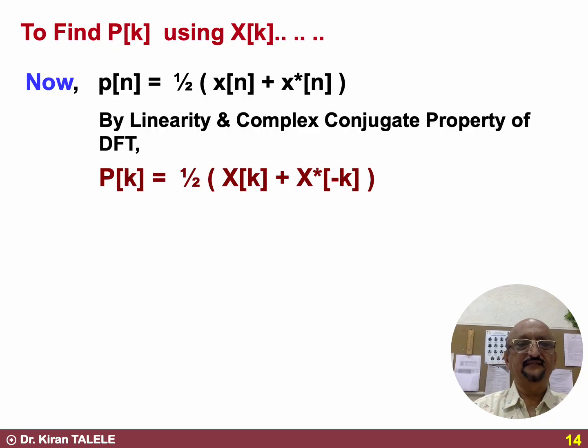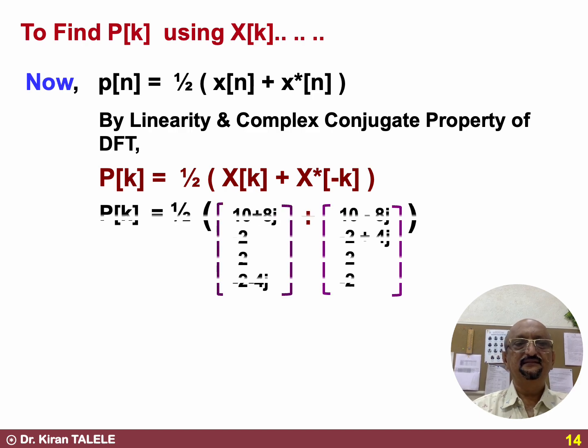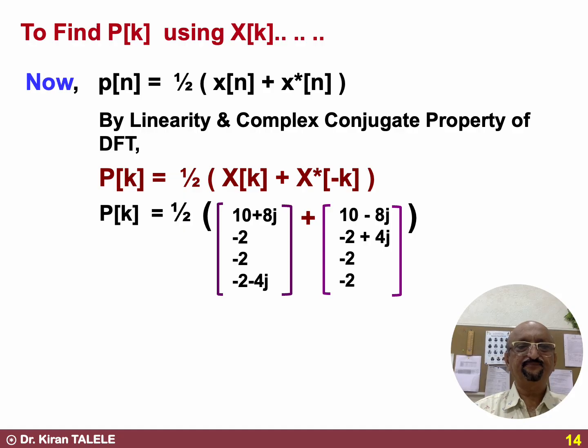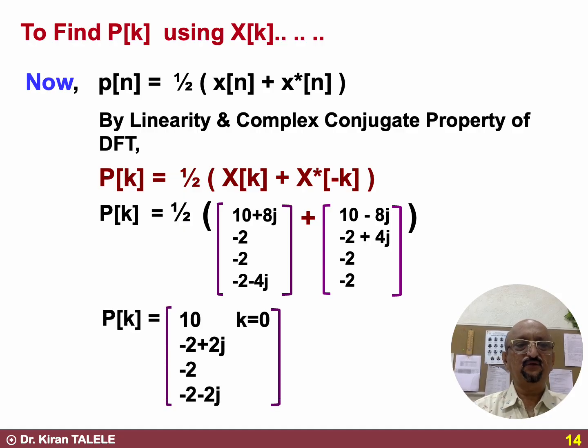1 by 2 will remain as it is, x of k plus x star of minus k. This is x of k, these are x star of minus k. By addition, divide by 2, you will get the required answer.